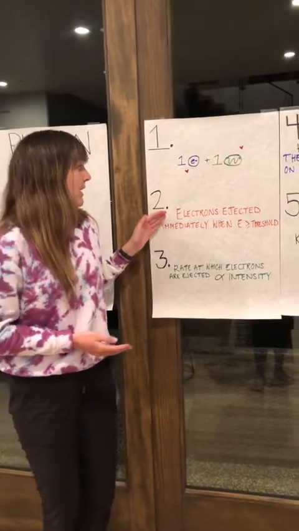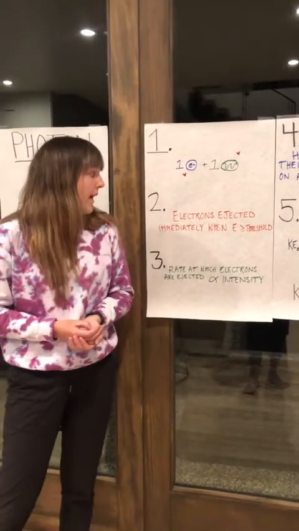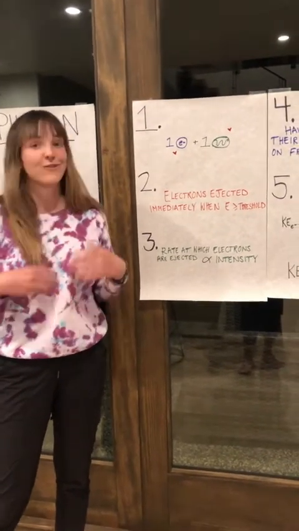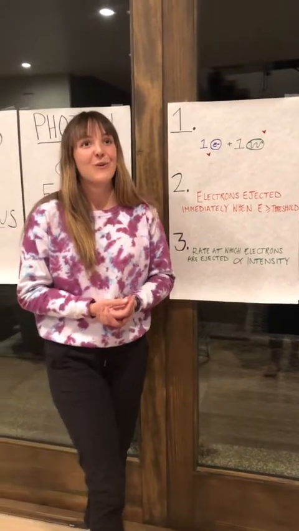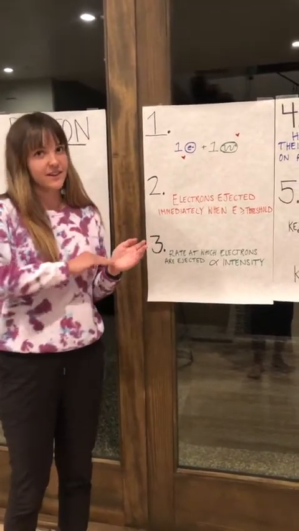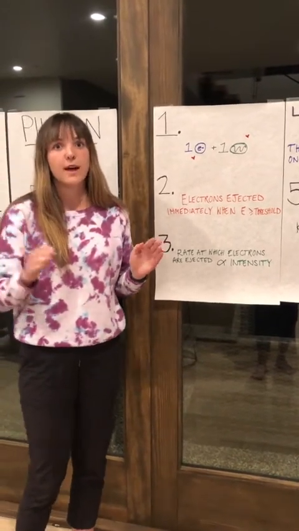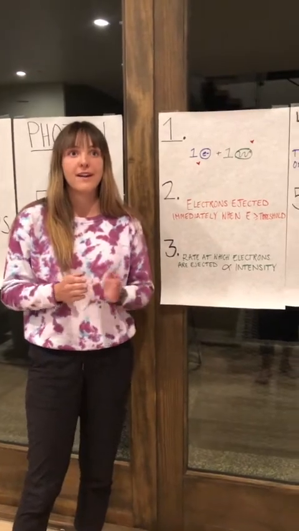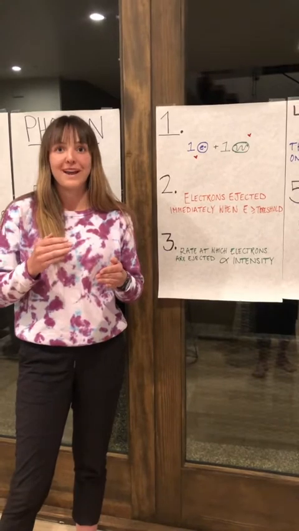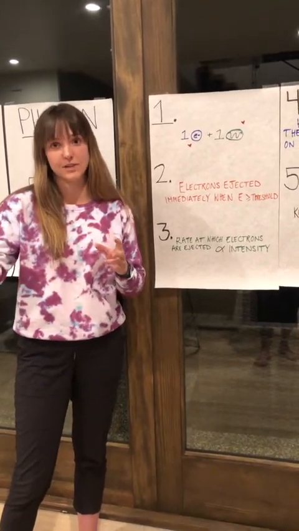The second one is that electrons are ejected immediately when the photon reaches threshold. So once the photon is at threshold and it hits the sheet of metal, the electrons will automatically be ejected from the sheet. And this proves that light has particle characteristics, because if it were to be a wave, it would take time for the wave motion to excite the particles enough for them to actually be ejected from the metal.